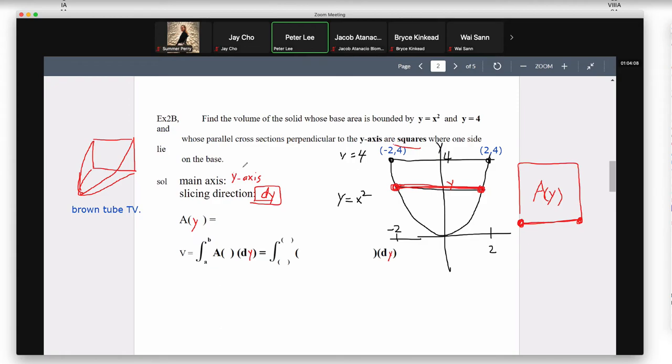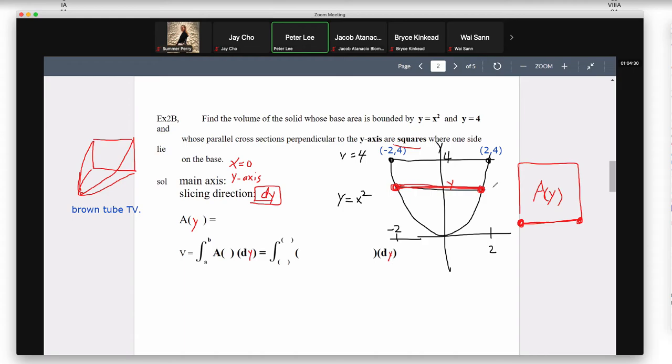Again, y-axis, sometimes I'm going to write this as x equals 0. X equals 0 is the main axis. Actually, for volume by cross-sections, the main axis will always be the x-axis or y-axis. You are not going to see x equals -1 or x equals -2. They will be the same as x equals 0, which is the y-axis.